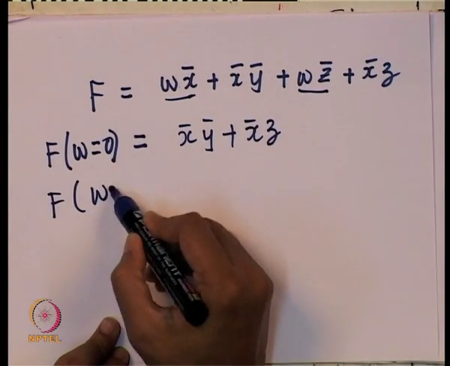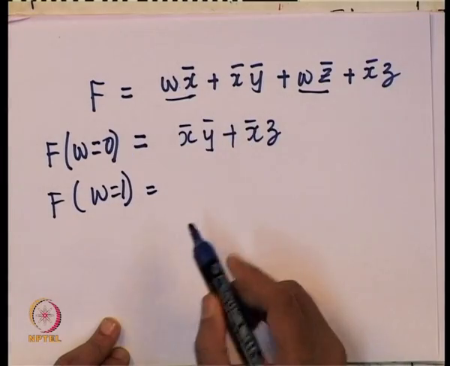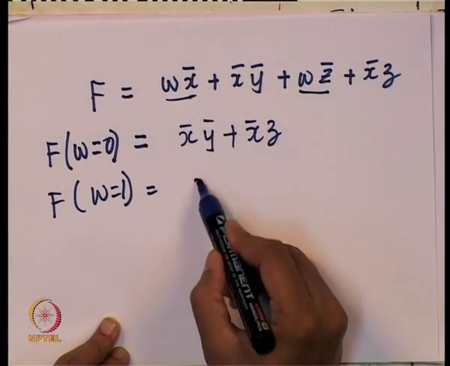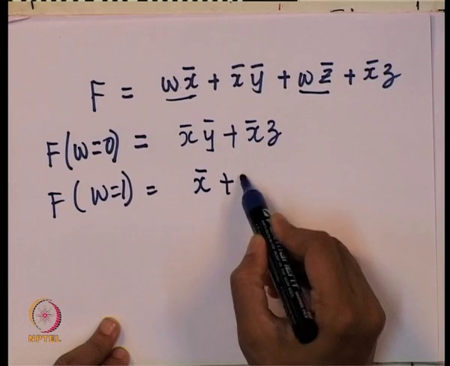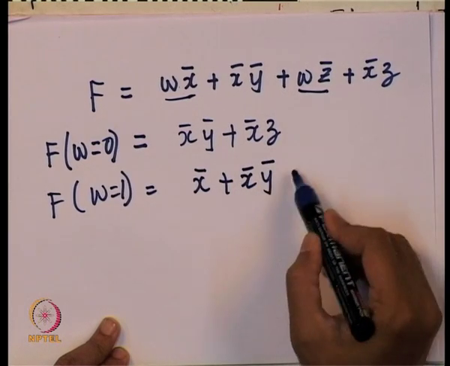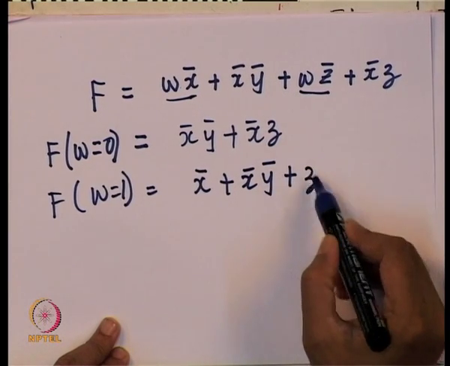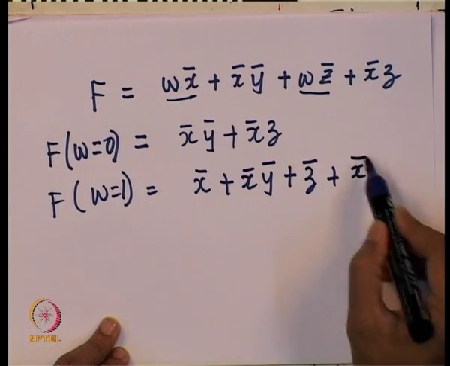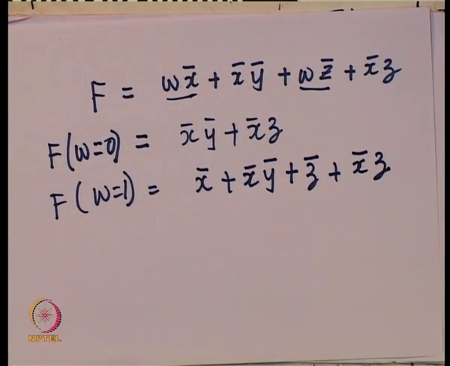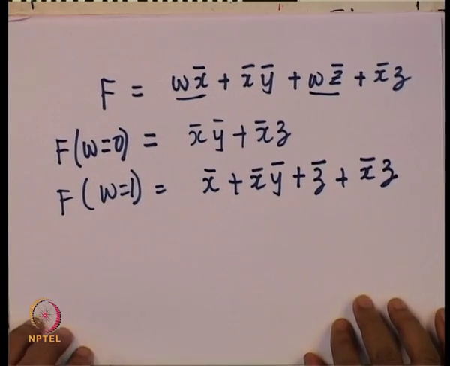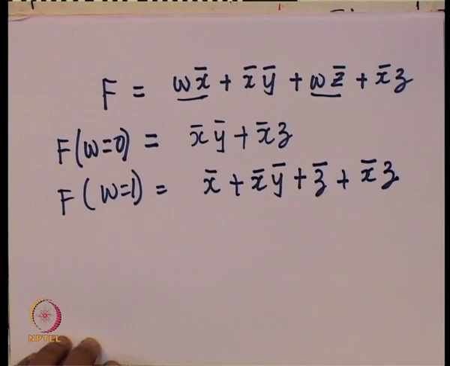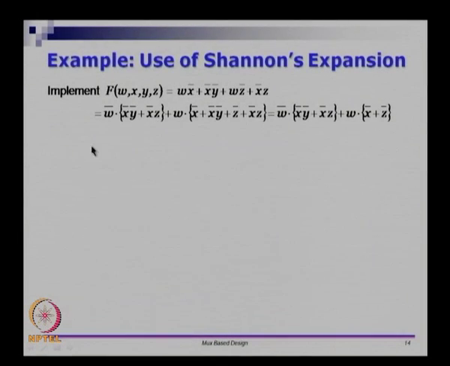When w equals 1, you put 1 here, right. So, this is x bar, the second term will be there as x bar y bar, the third term will be z bar, the fourth term will be x bar z. So, w bar into x bar y bar plus x bar z. So, this is for when w equal to 0 and this is for when w equals 1.